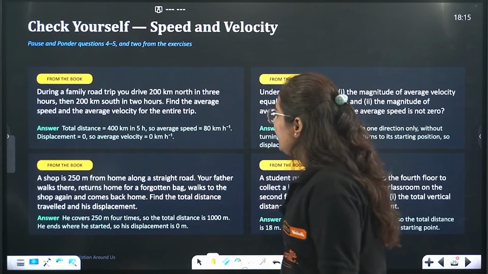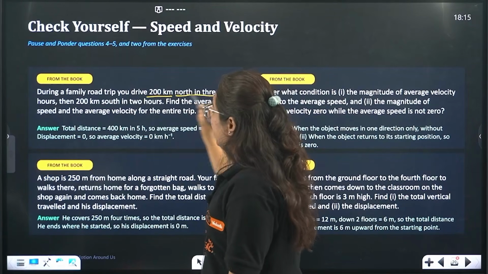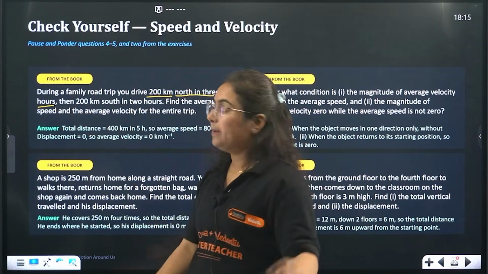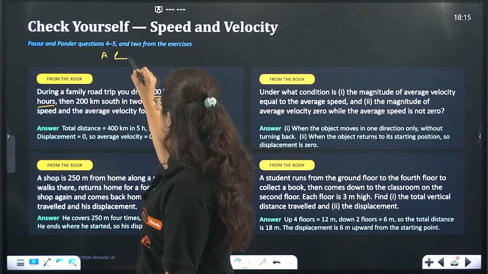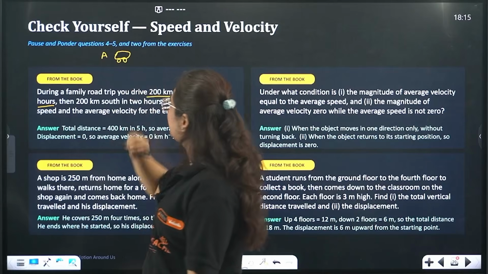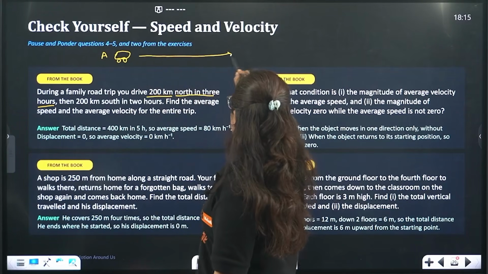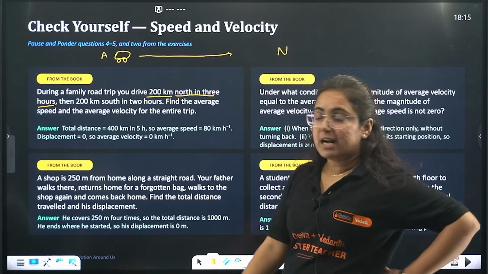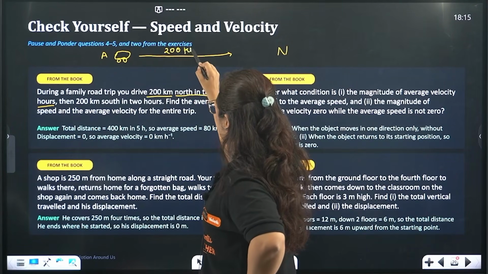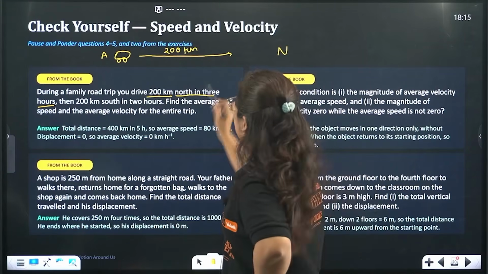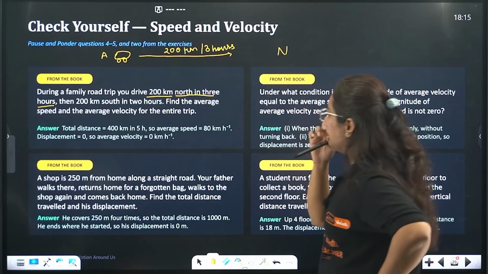I don't know why. During a family road trip, you drive 200 kilometers north in 3 hours. So, okay, you are a person A, driving in your car, which I am going to make very bad, and you started heading towards the north direction. You covered a distance of around 200 kilometers in 3 hours.